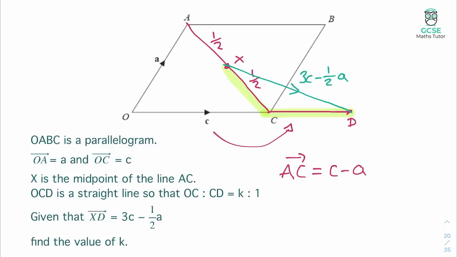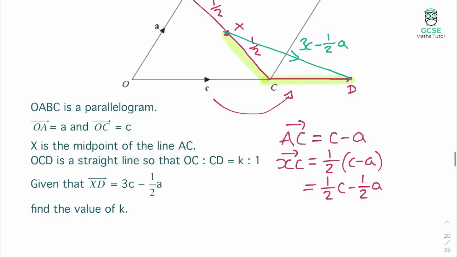So from x to c, it's going to be half of that. So x to c will be half of c minus a. As it's a midpoint, we're only moving halfway along the line. So that is a half c minus a half a.